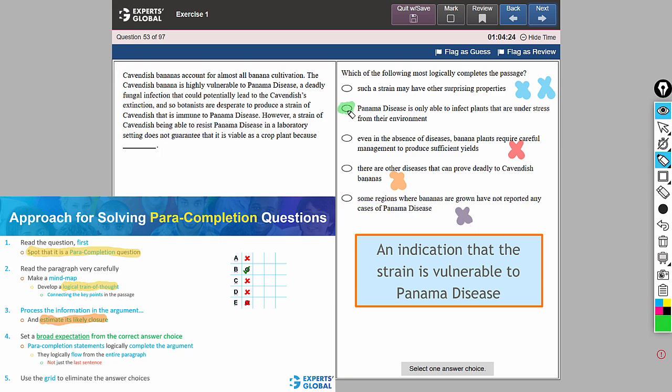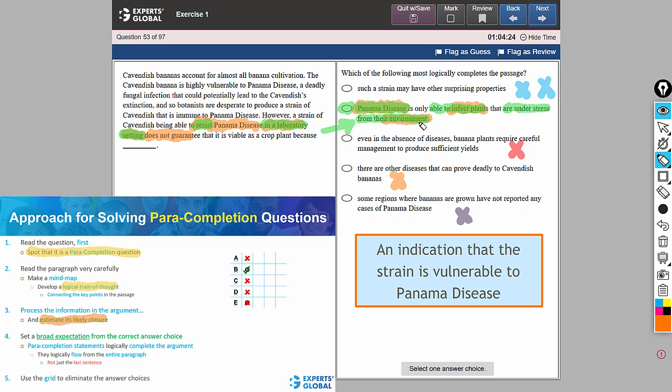Answer choice B is really interesting. It talks about this disease being able to infect plants that are under stress from their environment. And we see this resistance has been talked about in a laboratory setting. So answer choice B definitely suggests that resistance to this disease shown in a laboratory setting is not necessarily promising because this disease infects in natural environment.